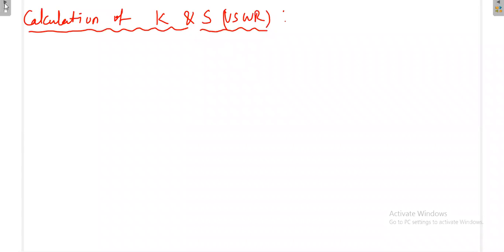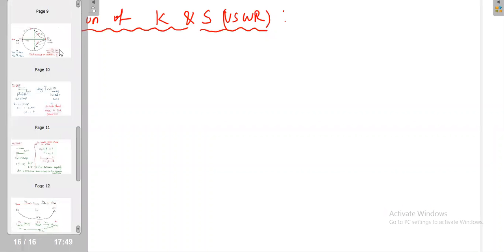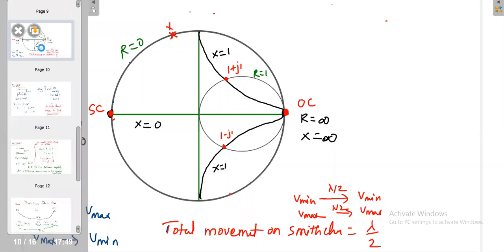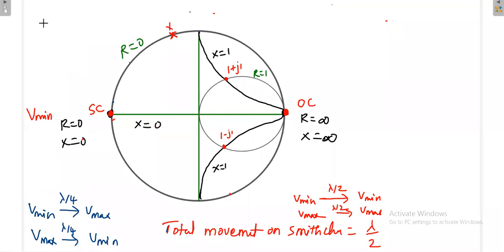Okay, wait a bit. Okay, so I will use this slide. Calculation of K and VSWR. How to measure? I'll erase the unwanted.